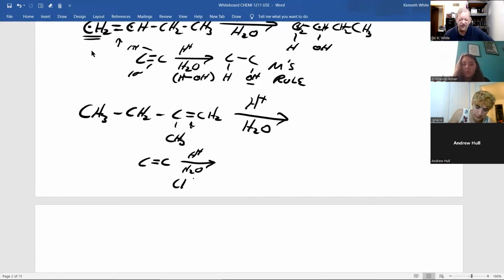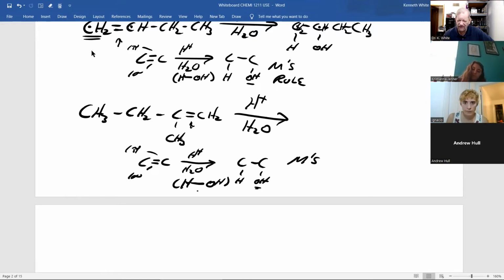Think of water as H, OH. You break the pi bond. Remember, this is one pi bond, one sigma bond. One carbon gets H, the other gets the OH hydroxyl group from water, because water is HOH, and it follows Markovnikov's rule. The carbon of the double bond with the most hydrogens gets the hydrogen, and the other carbon gets the hydroxyl group.